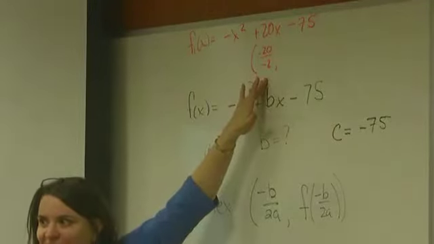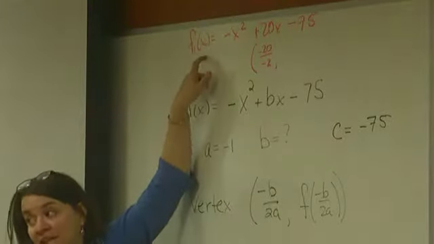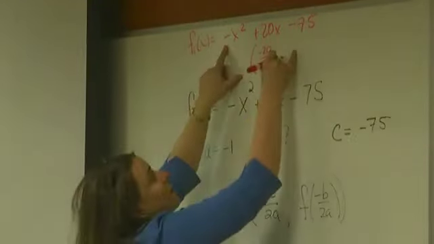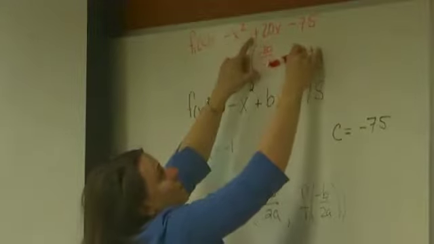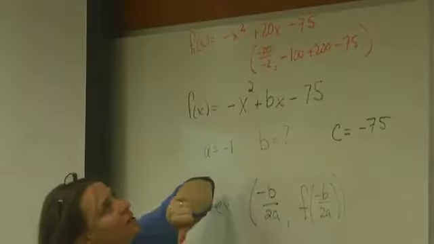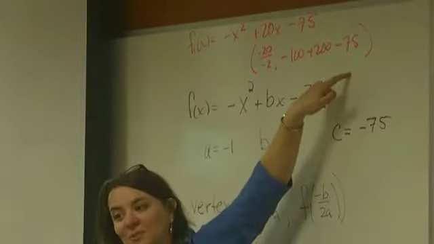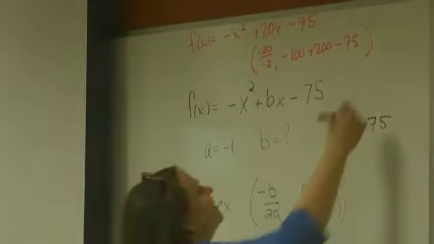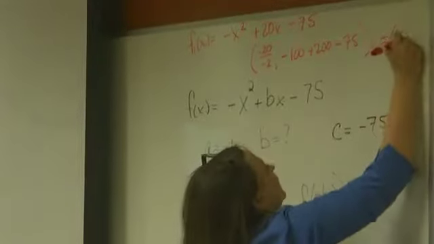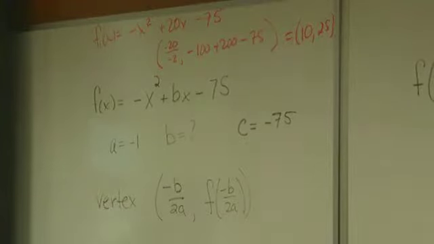So double check me, Jake. I think it's 10. And now I need to calculate f of 10. The opposite of 100 plus 200 minus 75. 100 minus 75, that's 25. So that value of B works.